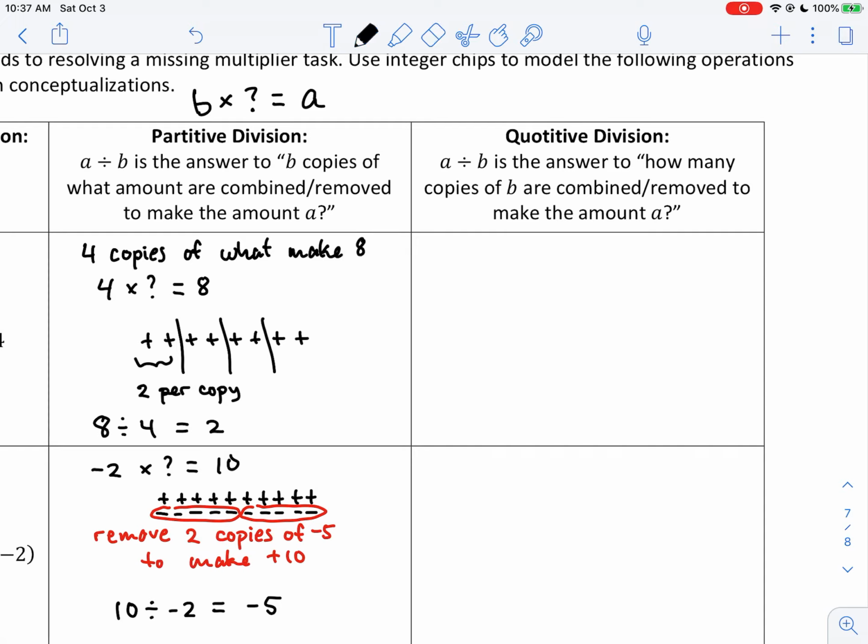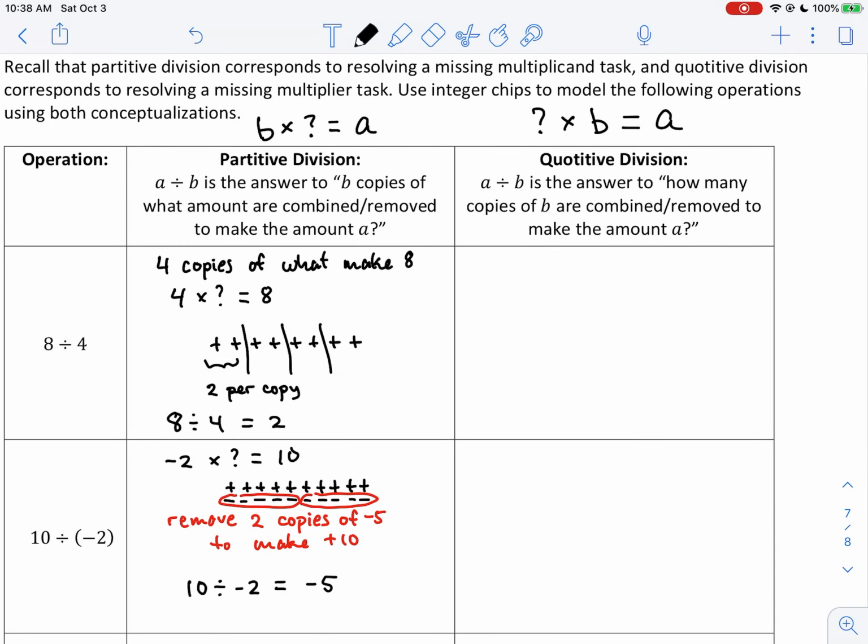Let's do quotative. Quotative is when you're doing a missing multiplier task. So A divided by B is a way to answer how many copies of B, so you know the multiplicand, that's B, but you don't know the multiplier, are combined or removed to make the amount A. So we don't know how many copies there are, but we're copying B so many times to make A. We're trying to figure out how many copies of B make A. And we have to think about, are they combined or removed to make A? Because now we're working with integers, with negatives.